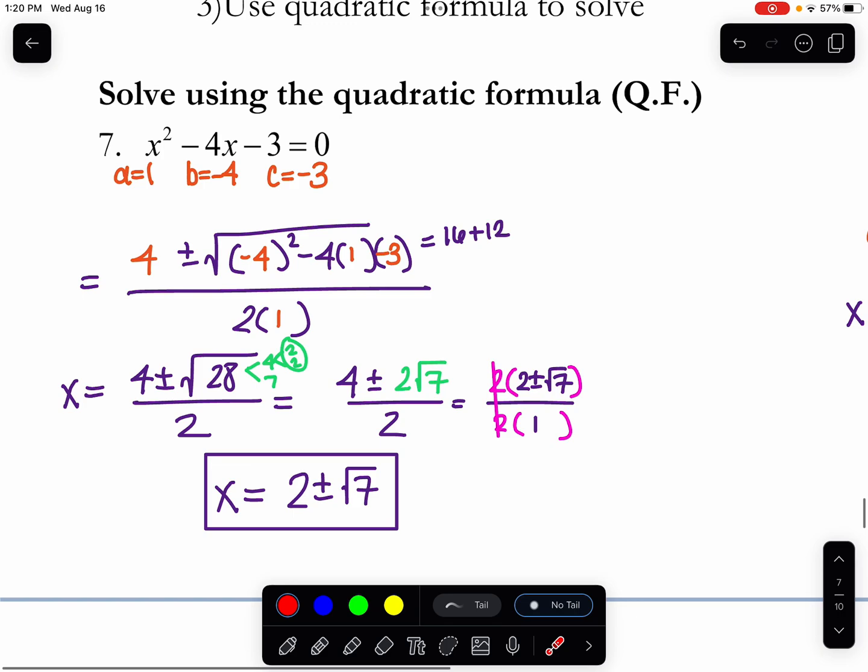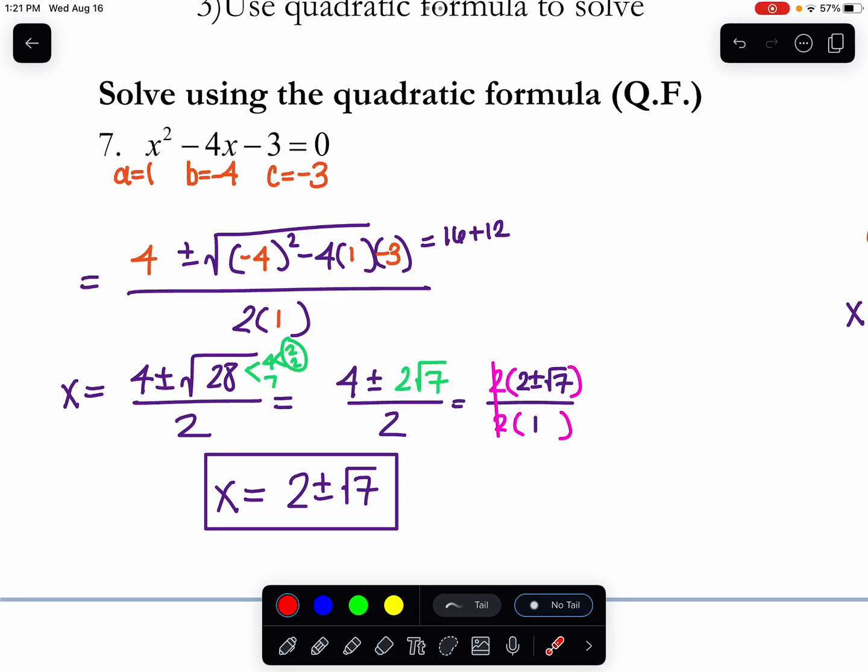So number 7, it's already in standard form. A is 1, B is -4, C is -3. I like to put these placeholders in as blanks and then plug in B, A, and C, and so on. And then we just have to make sure that we're simplifying the radicals. So when you plug this into your calculator with parentheses, we get 28. So the square root of 28, 28 is 4 times 7, 4 is a perfect square, so the 2 comes out, the 7 stays under the radical.